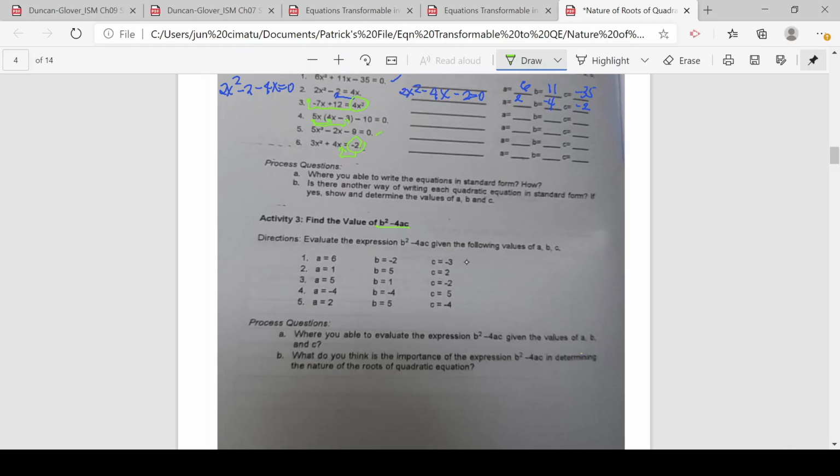So, b square, b is 2. 2 square minus, hindi nisasama yung negative kasi square mo rin yan, positive or negative, square mo, so positive ang result. Wala na, hindi na kailangan ilagay yung negative kung naka-square. Minus 4. Ano si A? A is 6. 4AC. C is negative 3. Kailangan isama yung negative 3 niyan. Anong ano ito? This is 4.